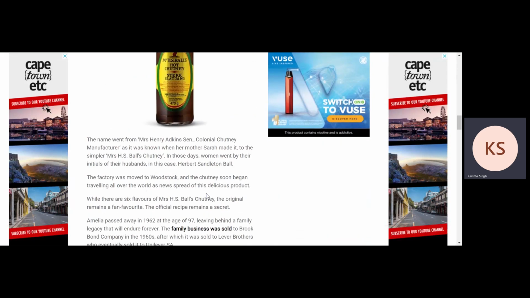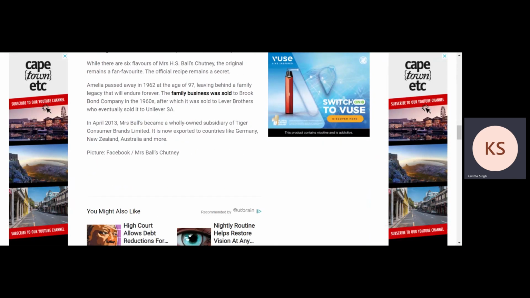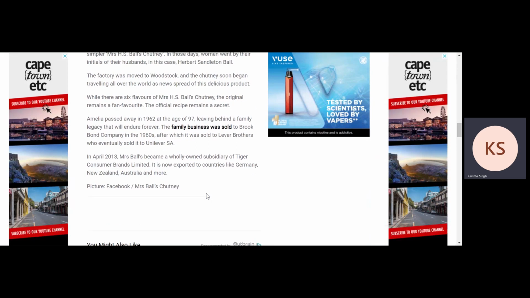So once a business was set up and it keeps going, what's interesting for me is how many times this company was sold. I mean, it's a few times. And this is the thing that I don't understand, because although it's a family legacy that's left behind and will endure forever, the business was sold in the 1960s, and then to Lever Brothers, and then to Unilever, and then Tiger Brands.